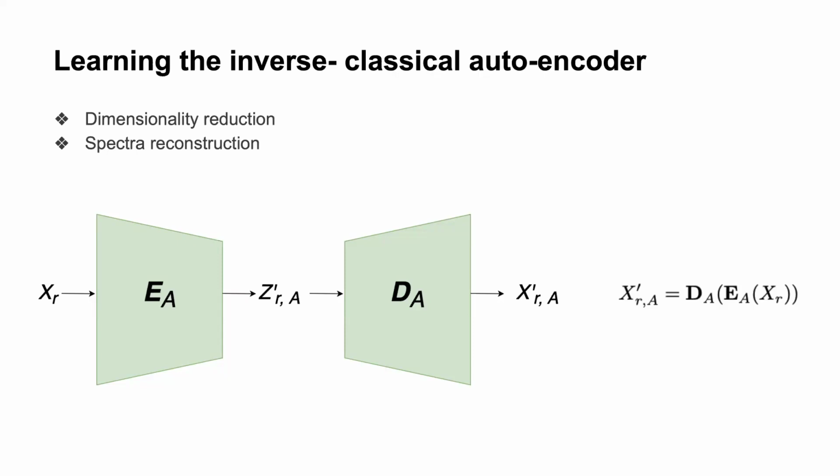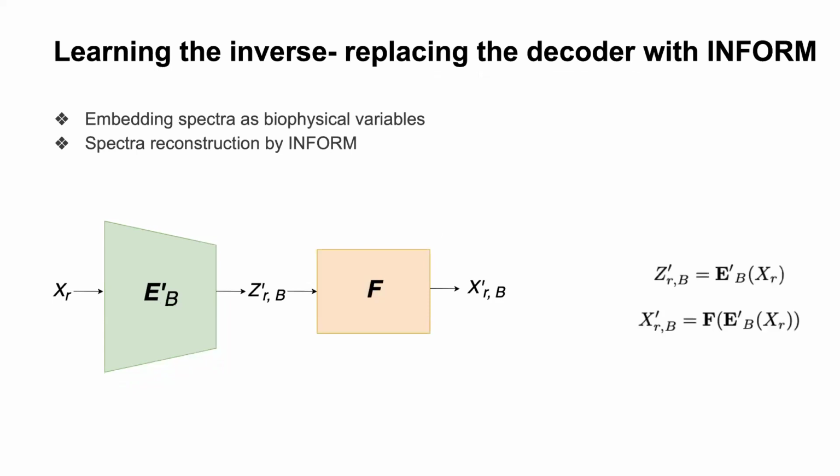So we decided to replace the decoder with the radiative transfer model, or the Inform I mentioned before. In this way, the encoder has to embed the input spectra into the biophysical variables, and then the decoder, which is Inform, takes these biophysical variables as input and outputs the simulated spectra. Then the simulated spectra are compared with the input spectra to train the model.